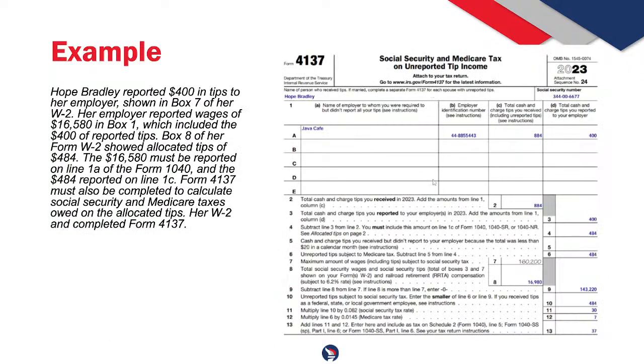Back to the 4137. We've seen this one before. This is the same one that we just saw. So not only did she report the $400 to her employer, we also have to account for the $484 that she didn't, and that's what is happening here on this 4137.